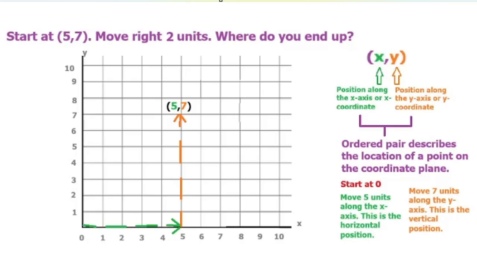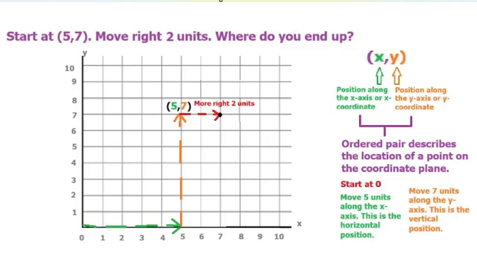Then you need to move right 2 units. So from here, you have to go this way 2 units, right? So let's show that with some arrows. So here, you move right 2 units and you end up here. So that's it. That's where you stop. So let's mark that spot with a black dot there.